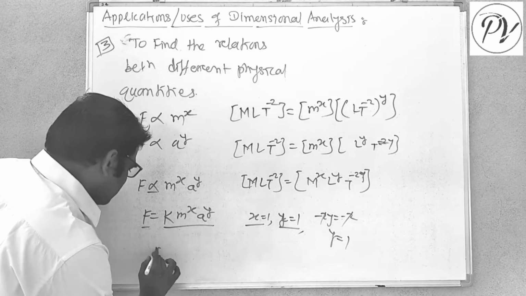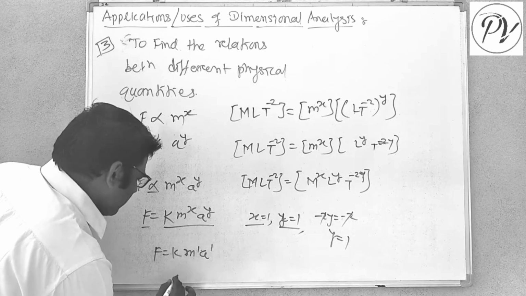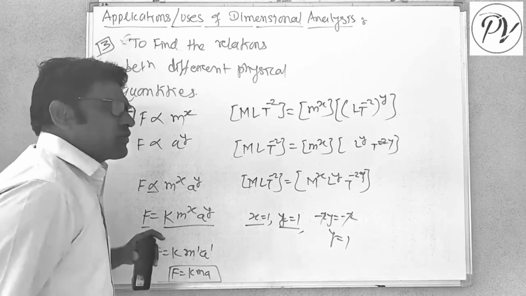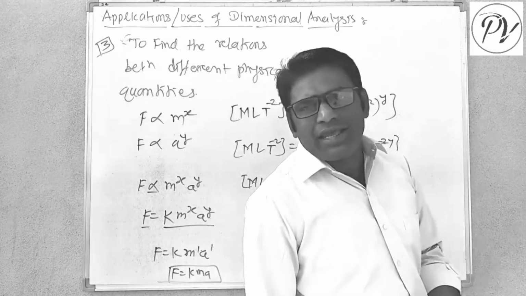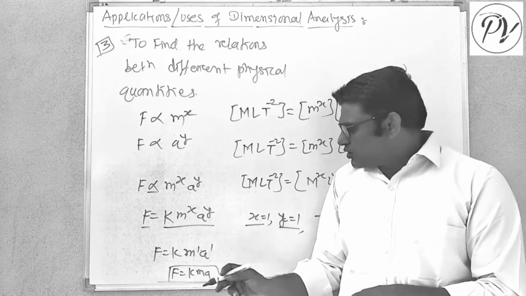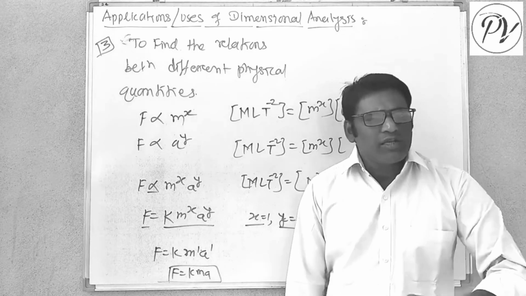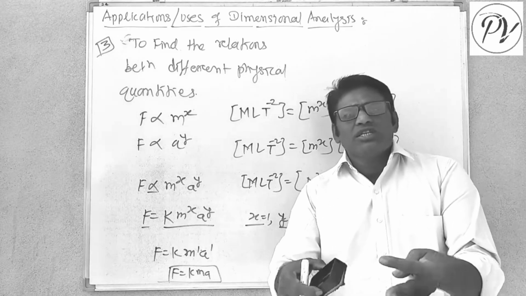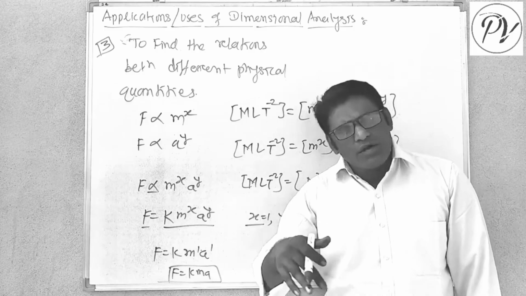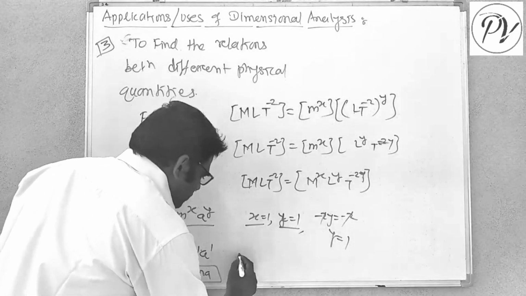What is the relation? F is equal to k, M to the power 1, a to the power 1, means F is equal to k m a. And the value of k we cannot calculate by using dimensional analysis. This is the drawback of dimensional analysis. So to find the value of k, we do some experimentation. We have to take many readings and from that calculate the value of k. And the value of k already calculated by scientists is 1. So force is equal to ma.